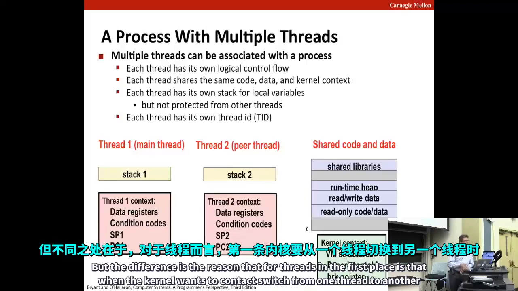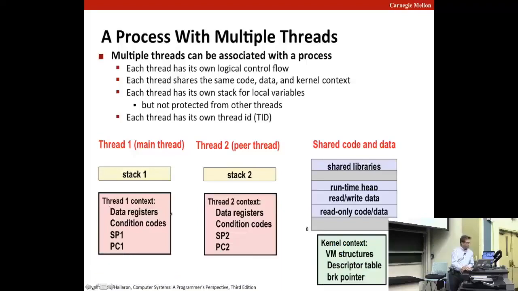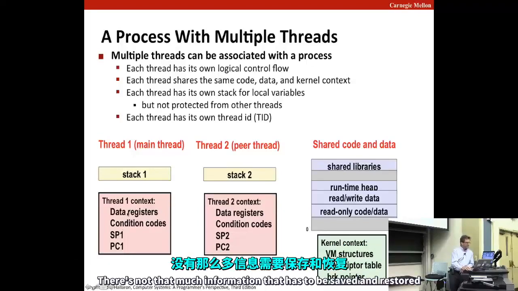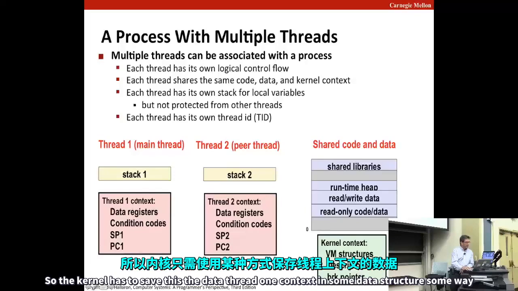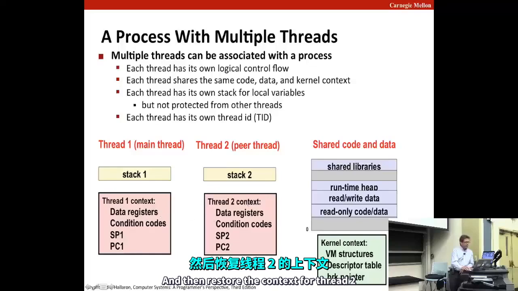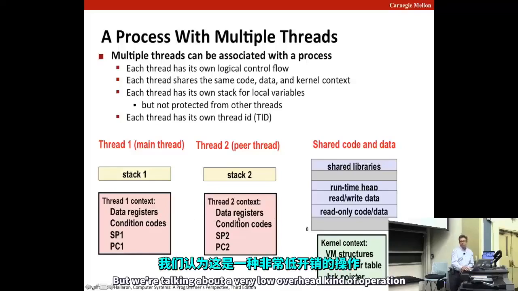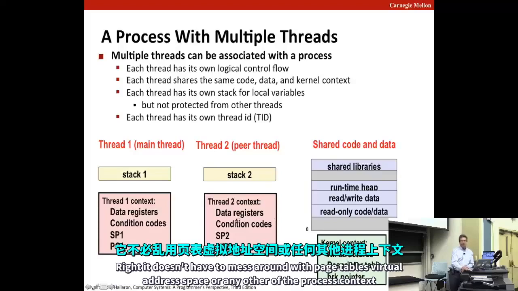But the reason for threads in the first place is that when the kernel wants to context switch from one thread to another, there's not that much information that has to be saved and restored. It's just a small amount of data. So the kernel has to save the thread 1 context in some data structure, and then restore the context for thread 2. But we're talking about a very low overhead kind of operation, right? It doesn't have to mess around with page tables, the virtual address space, or any of the other process context.